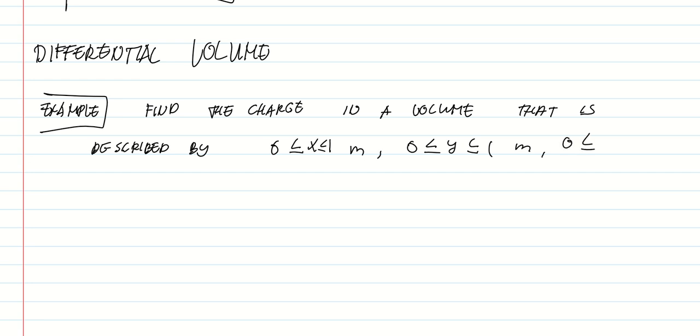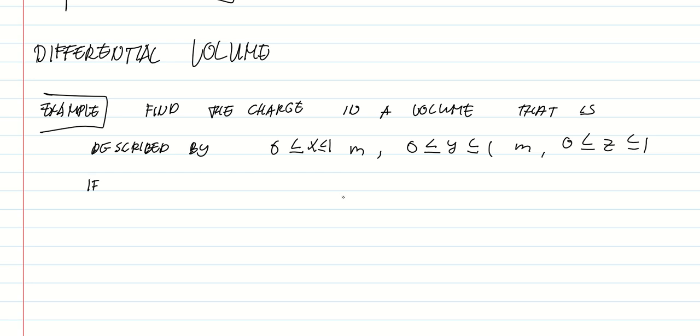From 0 to 1. Find the charge in a volume that is in the region covered by these three surface areas, if the charge density is given.